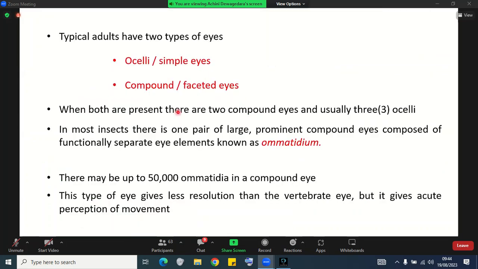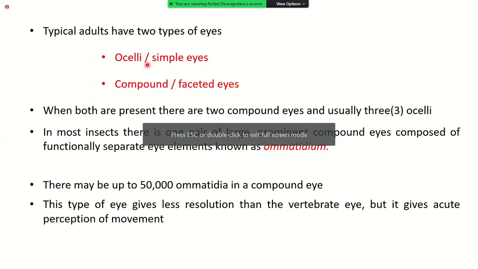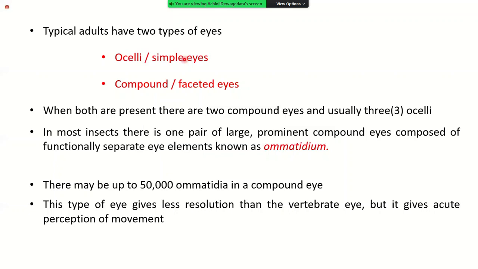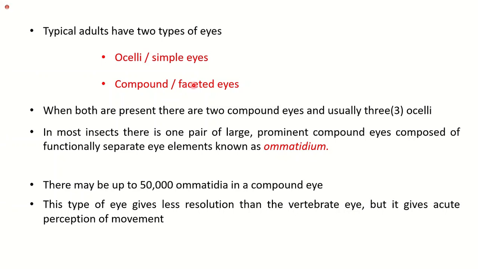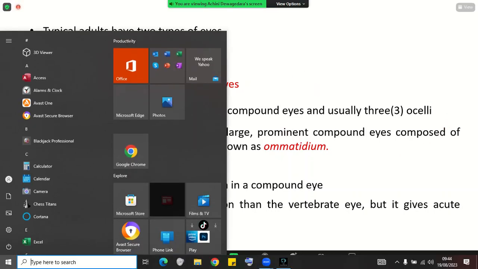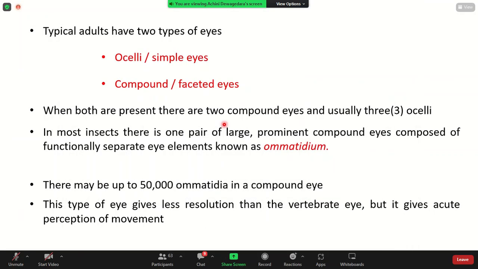Okay, first we will talk about these two types of eyes. Ocelli are the simple eyes. And compound eyes, they are also called as faceted eyes. So generally both are present in front of the head. So two compound eyes and three ocelli or three simple eyes are present in insects, right?